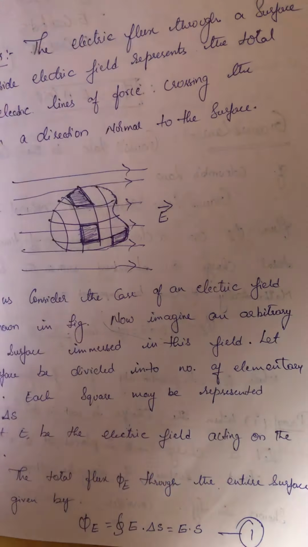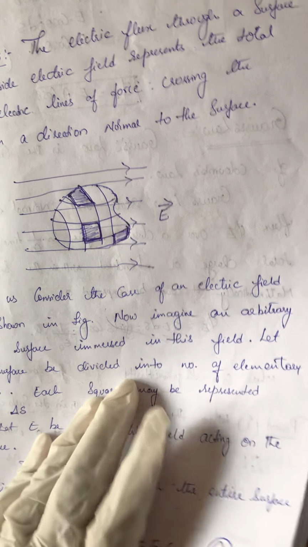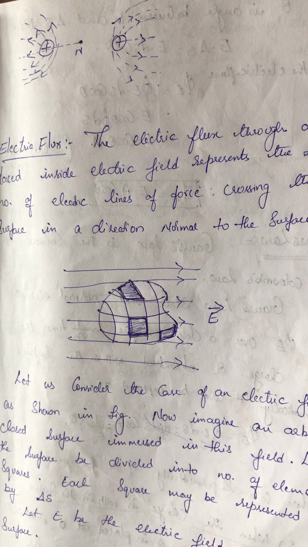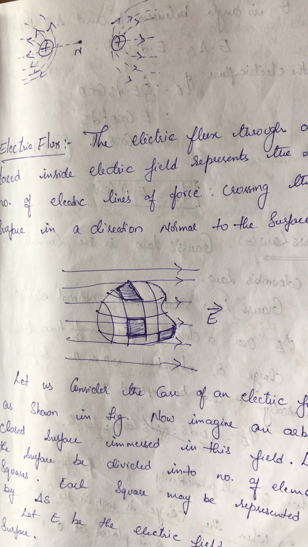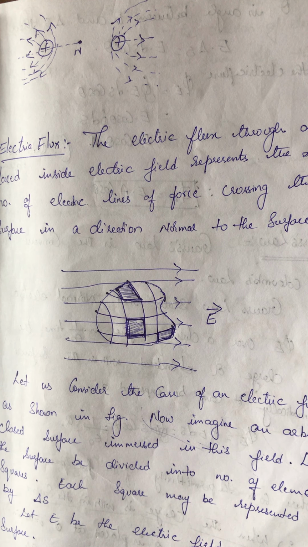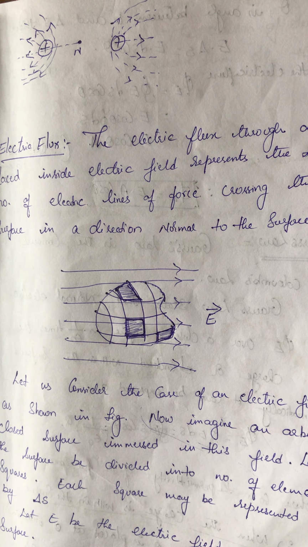So this is our Coulomb's law. Coulomb's law is nothing but: the force of attraction or repulsion between two charges is proportional to the product of the two charges and inversely proportional to the square of the distance between them, that is Q1 Q2 by R square.